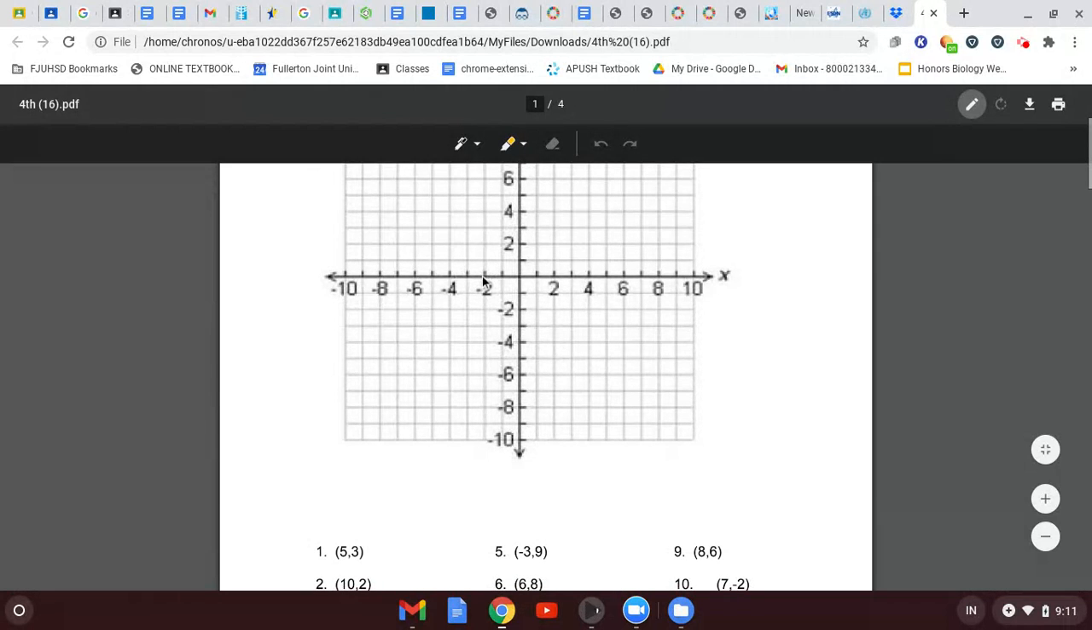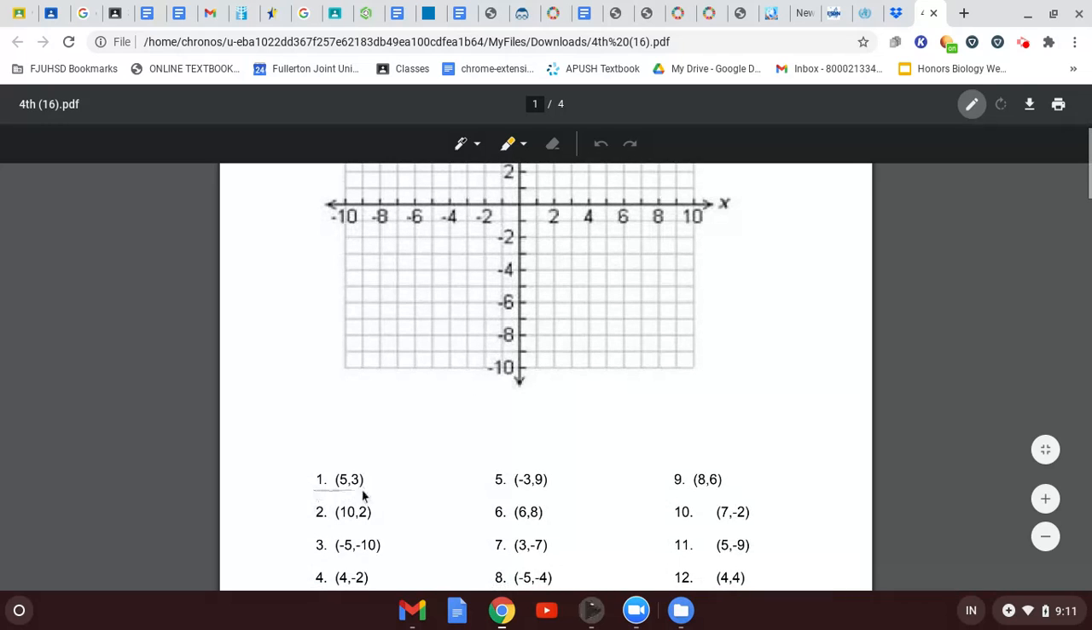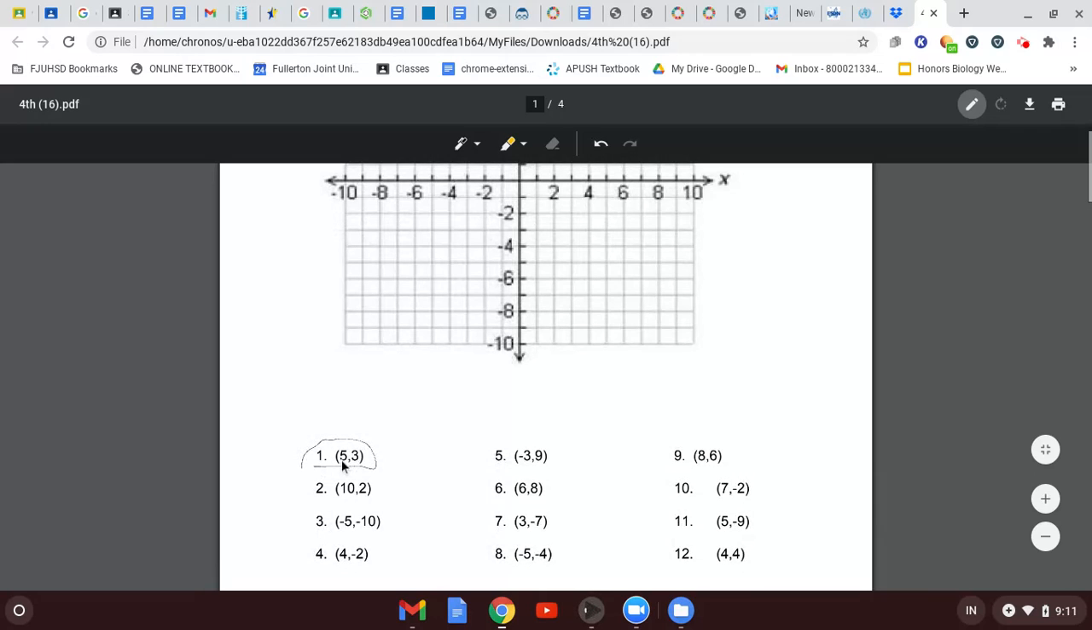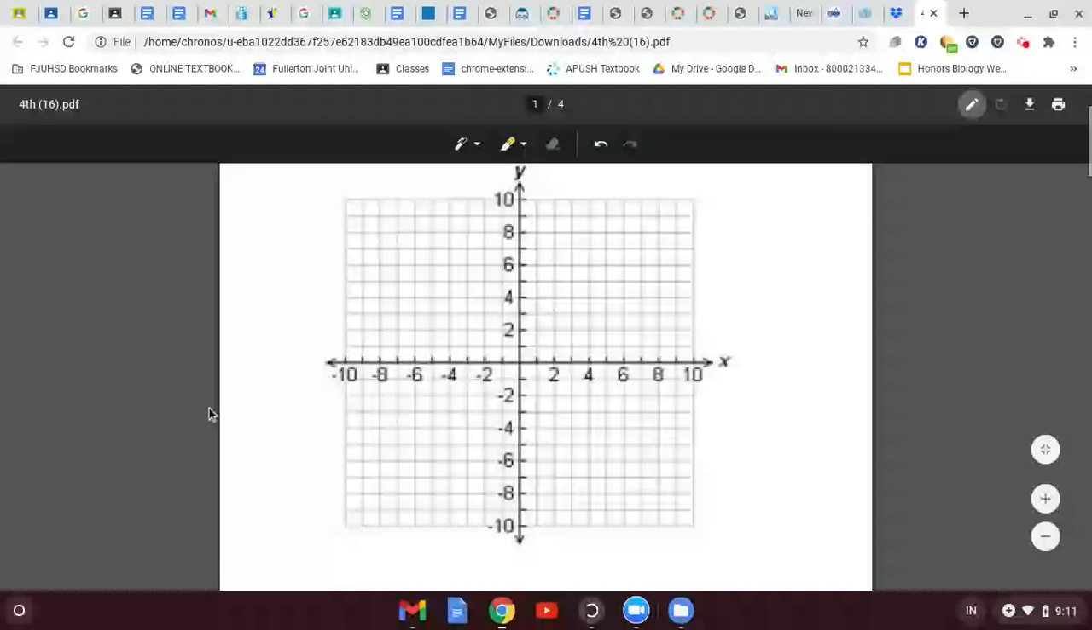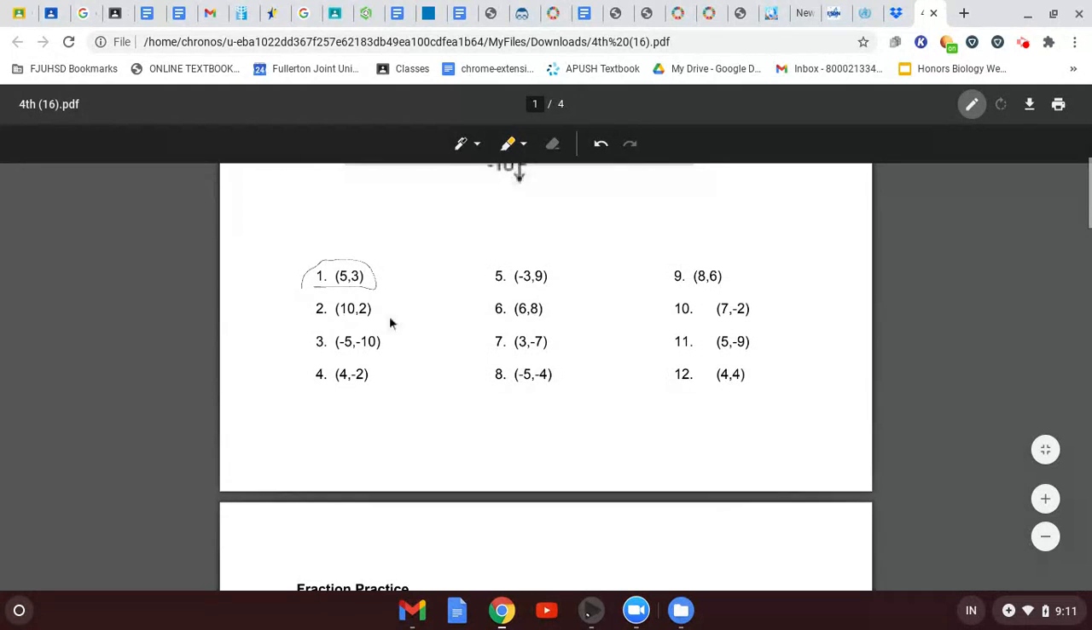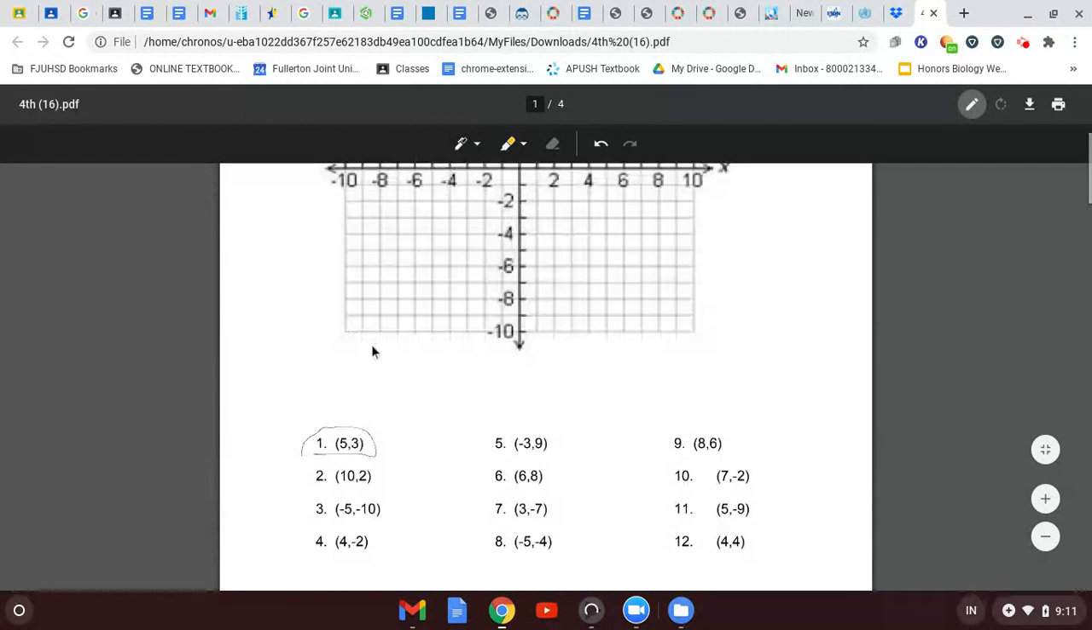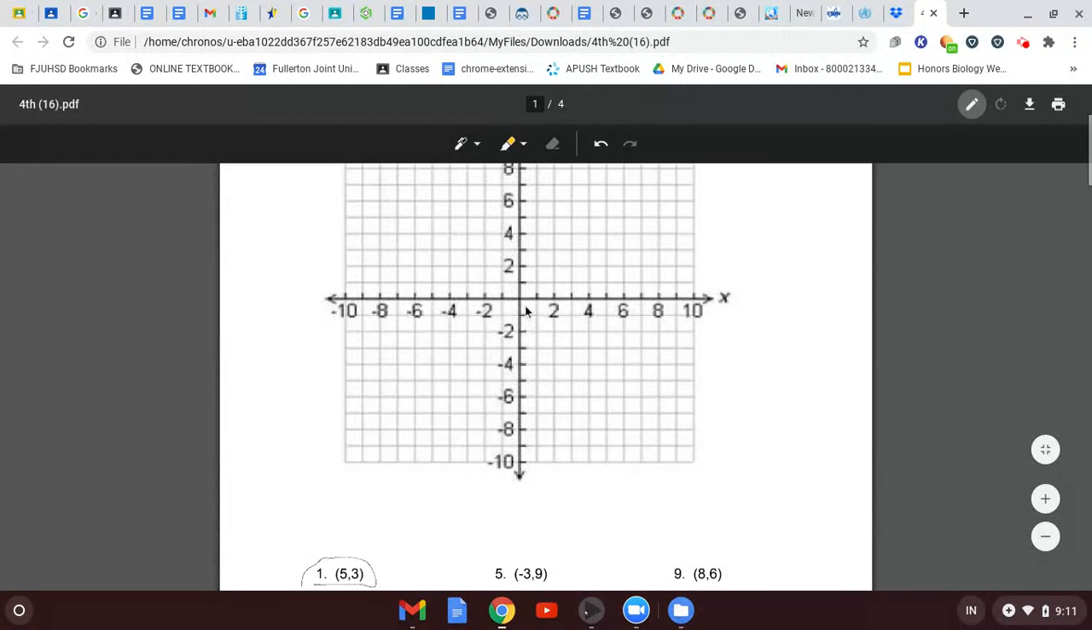So, it's basically the same thing we did last week. We'll try graphing. Let's try doing number one. Once again, the first number is the x-axis, and the second number is the y-axis. x means left to right, y means up and down. The first is (5, 3). 5 is the first number, so we go on the x-axis.